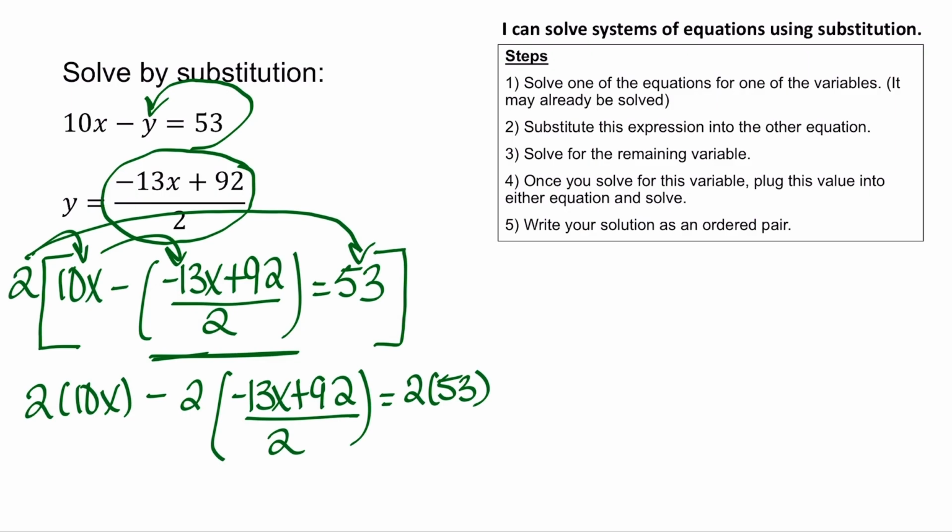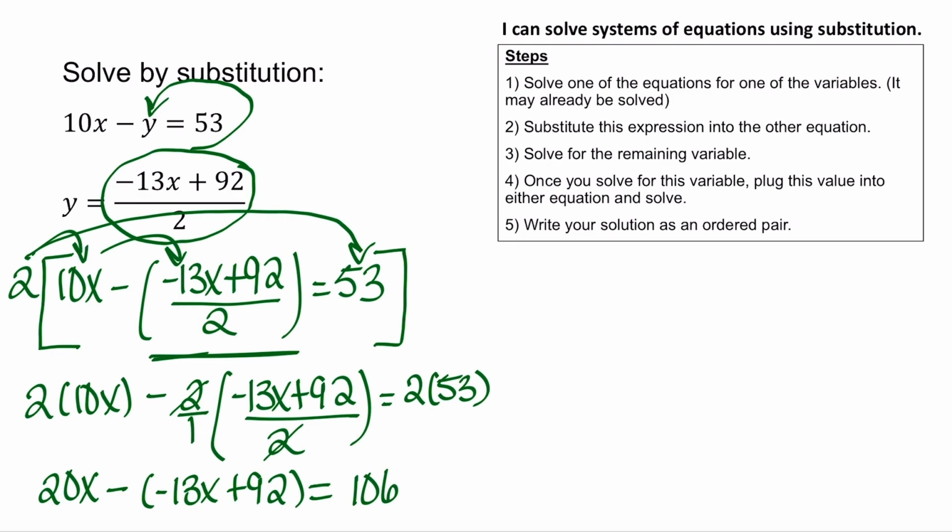So 2 times 10x will give me 20x. And then I have minus. Here, the 2 in the numerator, so this is like a 2 over 1, the 2 here and the 2 here will cancel. So I'm left with just negative 13x plus 92. And that equals 2 times 53, which is 106. Now I can work on simplifying this equation.